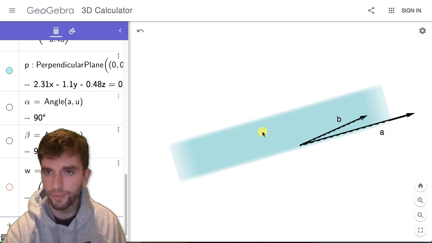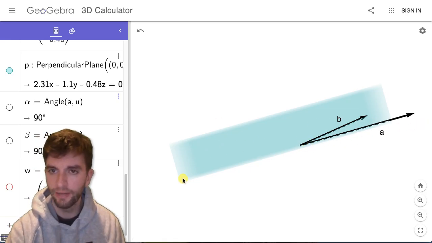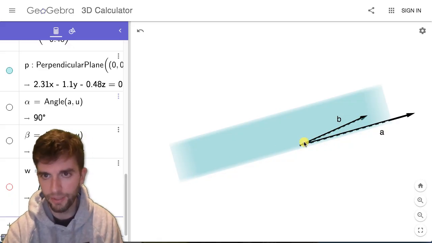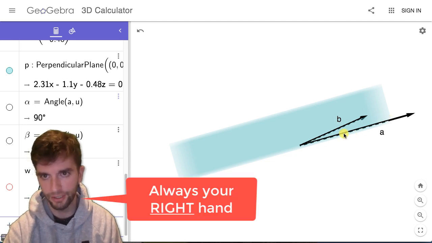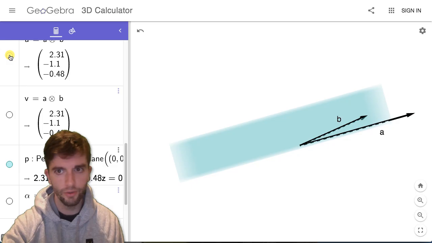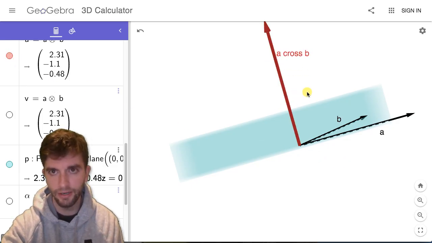Here's just a little bit of a 3D demonstration in GeoGebra. Notice I have my vector A and my vector B. If I were to do the cross product of these two vectors, I could do A cross B or B cross A. If I did A cross B, the direction of that vector, since here's vector A, if I tried to curl my fingers towards vector B, my thumb would be pointing in that direction. So A cross B looks like this. That's A cross B, right there.